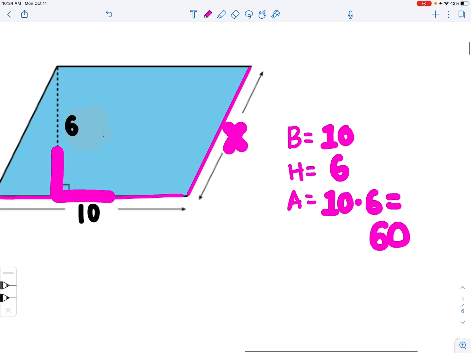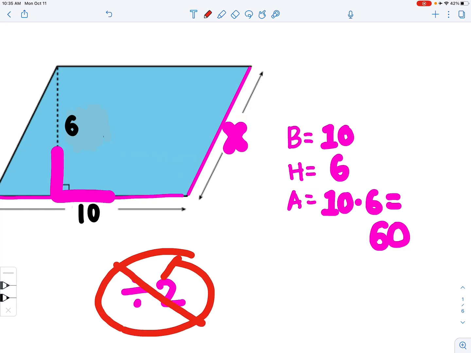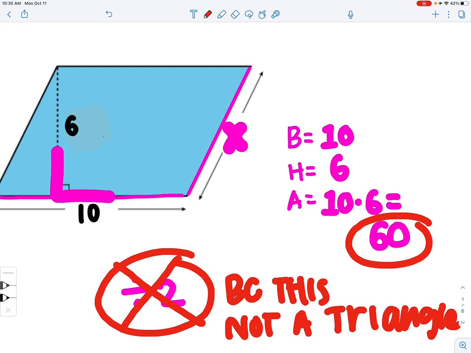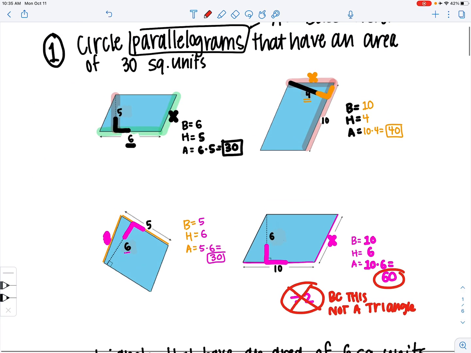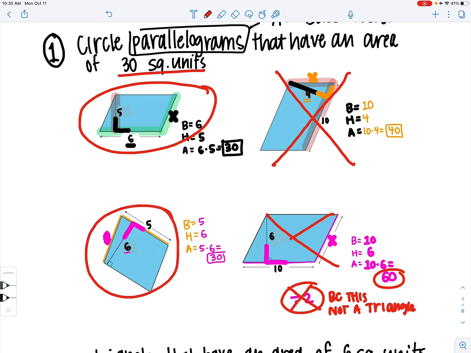Now, do not divide by 2, because this is not a triangle. We only divide by 2 for the triangle formula. So our total answer is 60. So if we back up, it says circle parallelograms that have an area of 30 square units. So it looks like this one does. This one does not, 40. This one does, 30. This one does not, 60. Okay, so go to the next slide and try the test problem again.